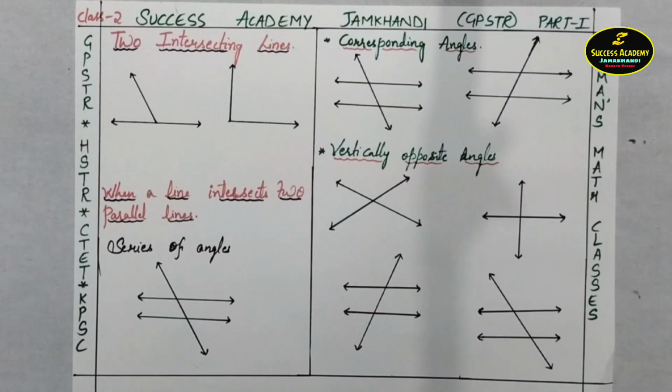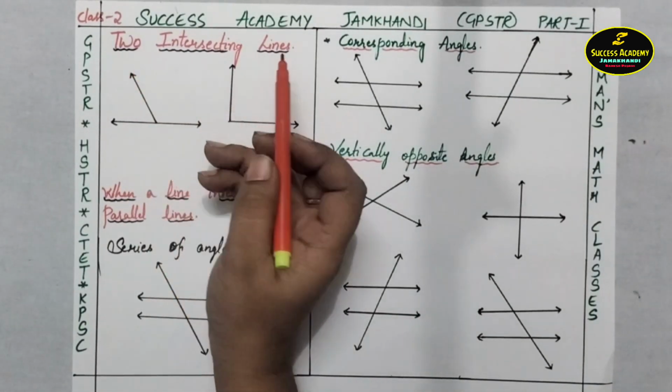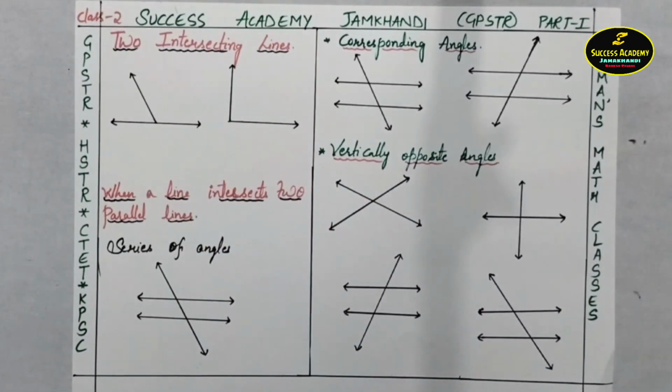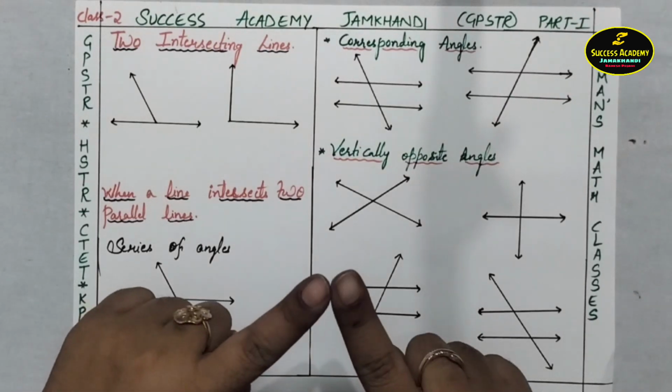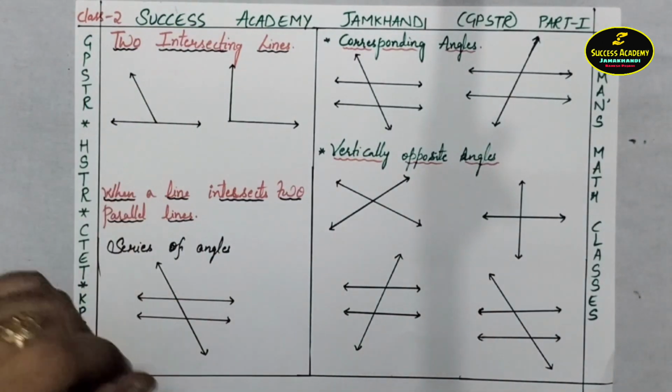So today we are going to discuss the topic of two intersecting lines. Meaning, when two lines intersect, what happens? Usually in the concept of geometry, when two lines meet or join at any point, they form angles.